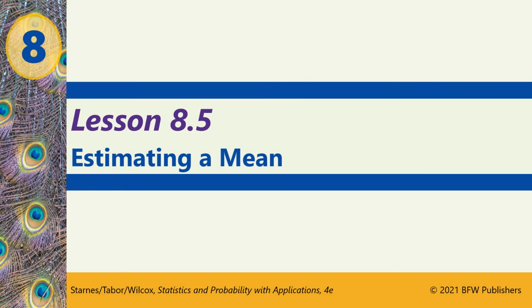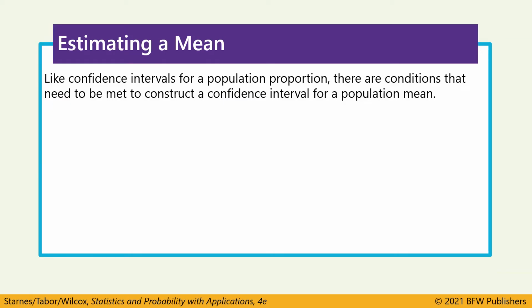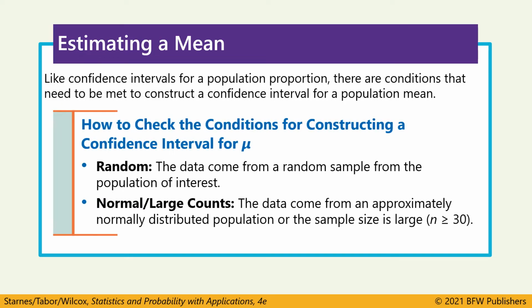Section 8.5, estimating a mean. Just like confidence intervals for proportions, we have conditions that need to be met before we create an interval for a population mean. For proportions, it's the random sample condition along with the success/fail np and nq condition. We don't have a p or a q for these types of problems, so instead we're going to use the nearly normal / large counts condition.